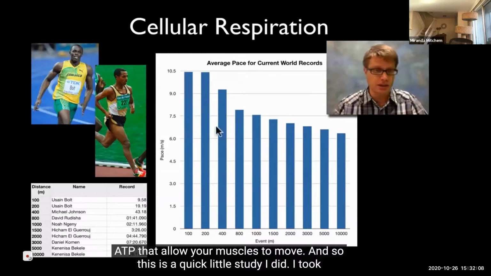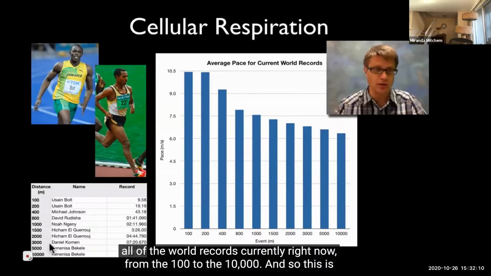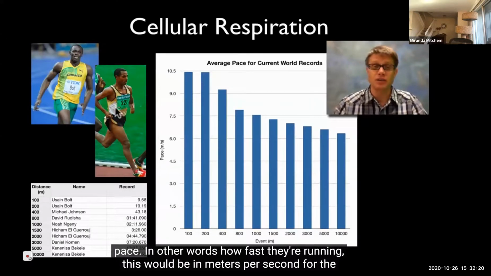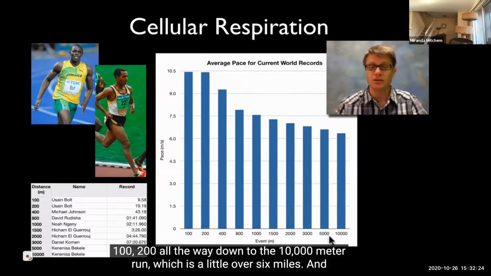And so this is a quick little study I did. I took all of the world records currently right now from the 100 to the 10,000. And so this is Bekele, the guy who owns the 10,000 meter record. And what I did is I figured out their pace. In other words, how fast they're running. This would be in meters per second for the 100, the 200, all the way down to the 10,000 meter run, which is a little over 6 miles.